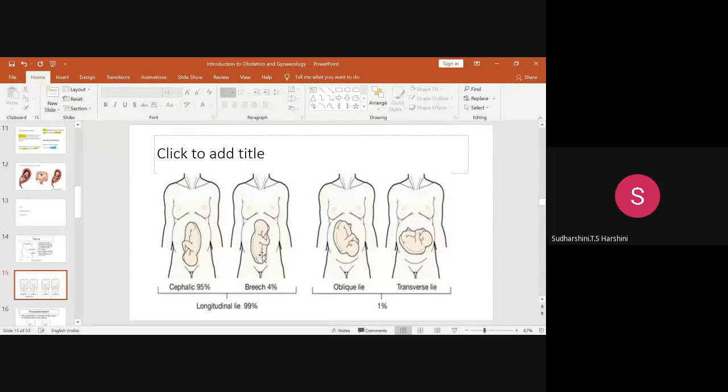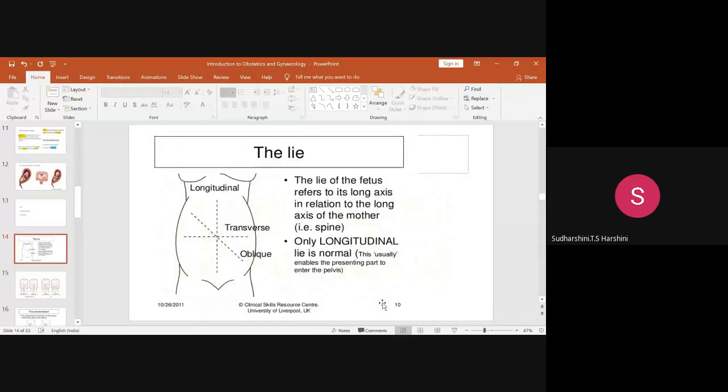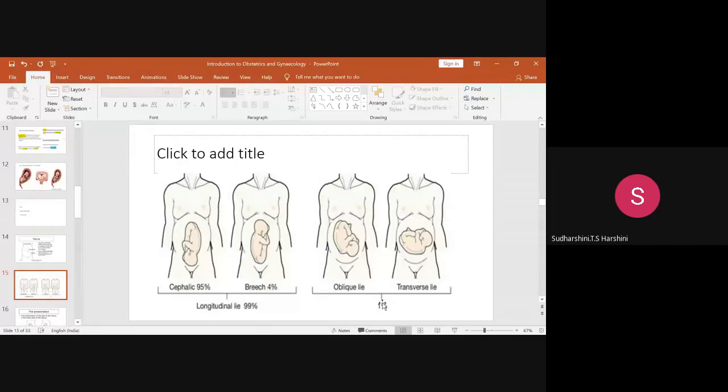Hello. So in both cephalic and breech, the lie is longitudinal. Longitudinal lie is seen in 99%. 99% of the babies will be in longitudinal lie, but among that 95% will be cephalic, only 4% will be breech. Oblique lie and transverse lie constitute only 1%. Understood lie? Any doubts in lie, ma'am?